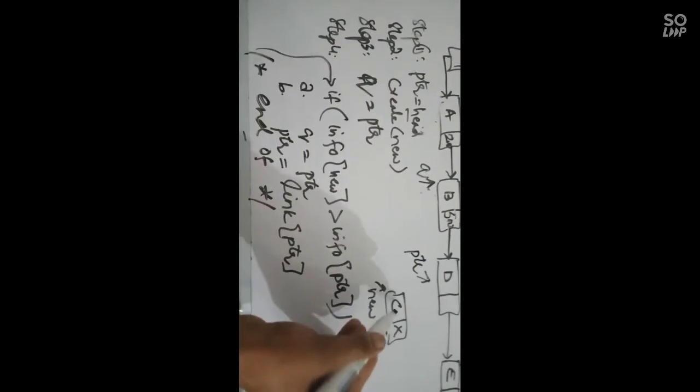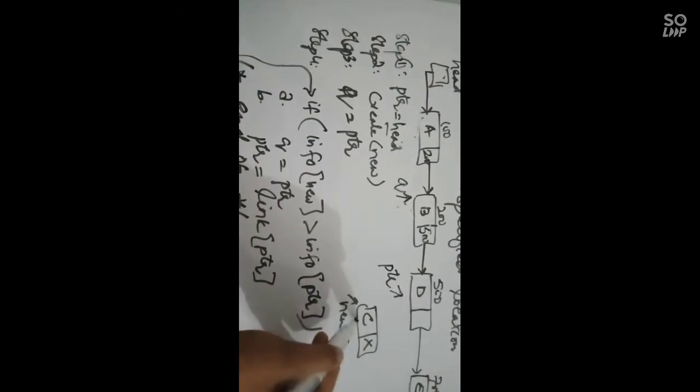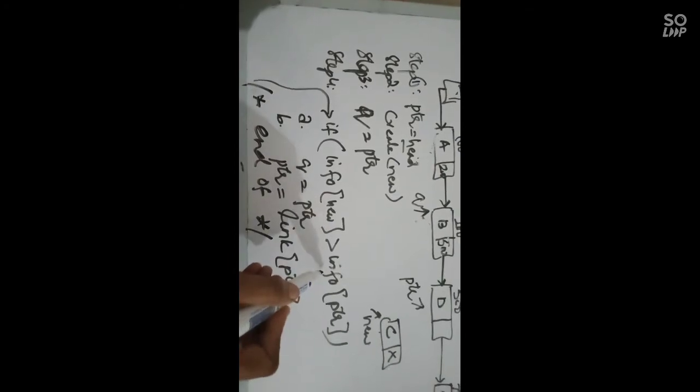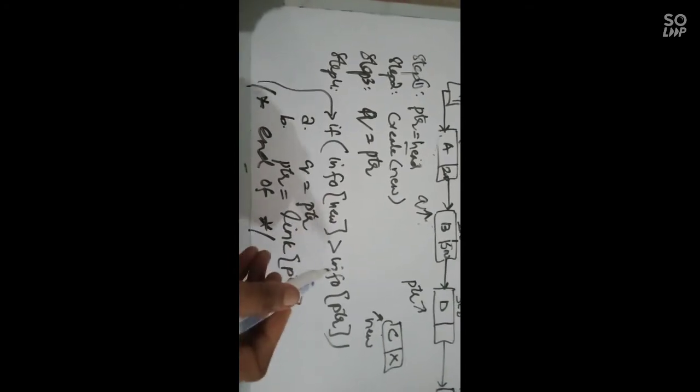Now compare again info of new, which is c. Is c greater than info of ptr? Now in this case info of ptr is d. d is greater than c position wise. Okay, so is c greater than d? No, it isn't. d is greater. So this condition has become false, right? So we will exit from the if.